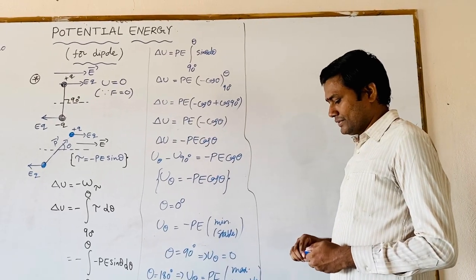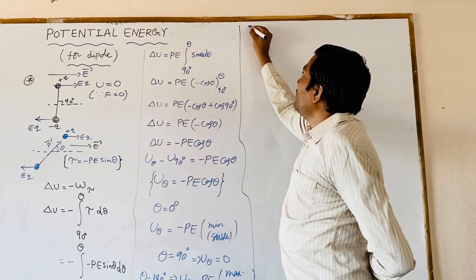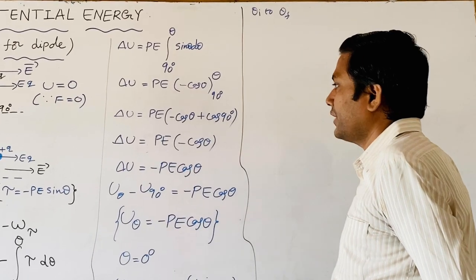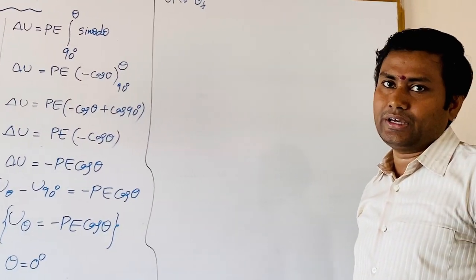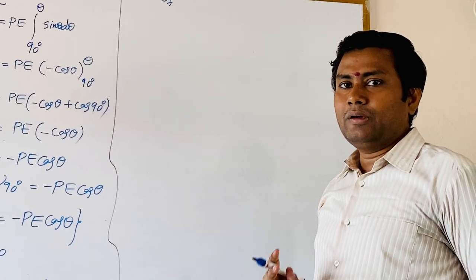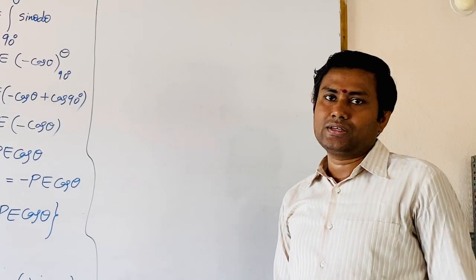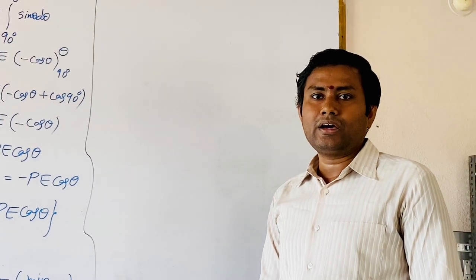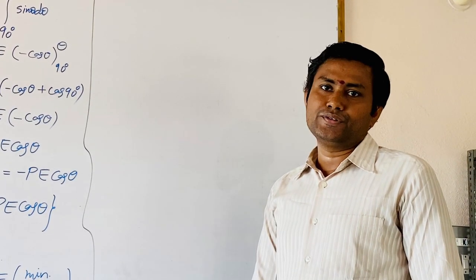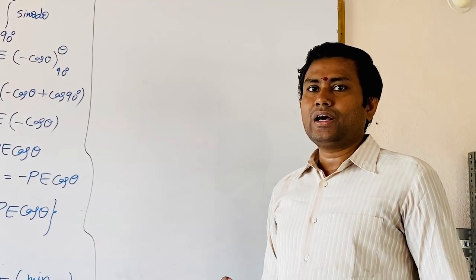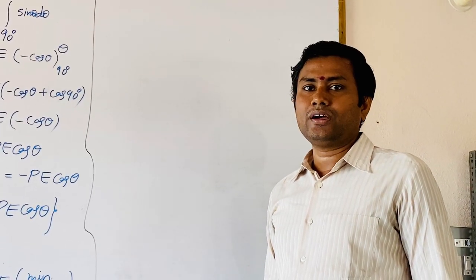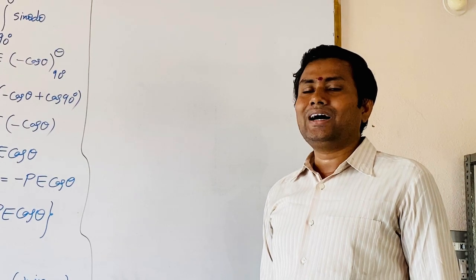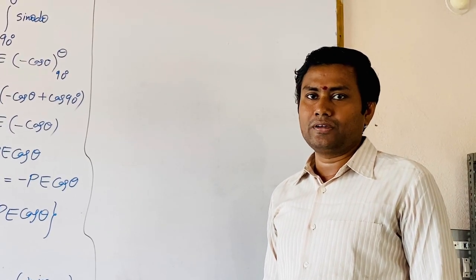Suppose now think yourself, we are rotating the dipole from the angle theta I to theta F. Okay, the dipole is rotated from theta I to theta F. During that rotation, the dipole normally experiences two types of torques. One is the torque due to the applied force, another one is the torque due to the electrostatic force. The torque due to the electrostatic force always tries to maintain the dipole in the state of stable equilibrium. But the torque due to the applied force always tries to make the dipole go to unstable equilibrium.